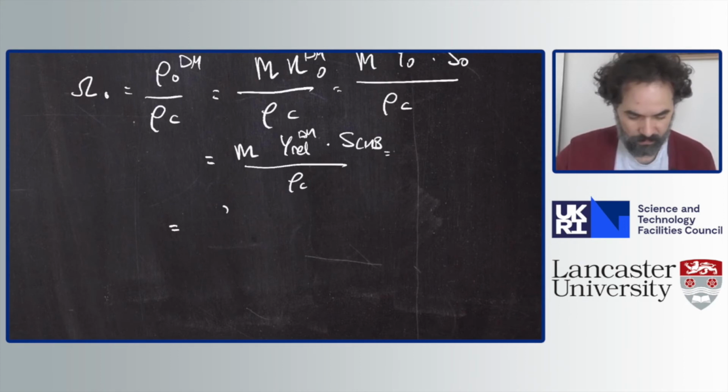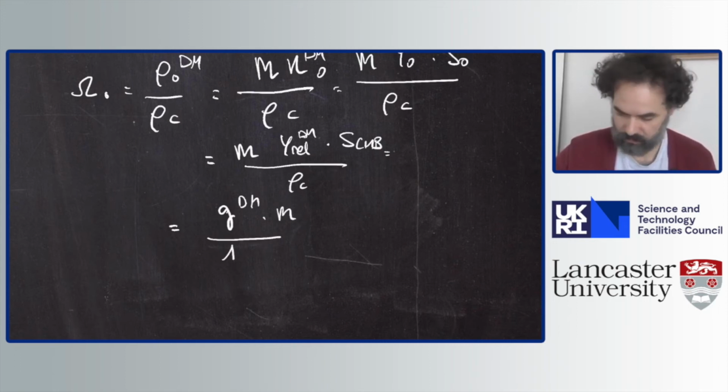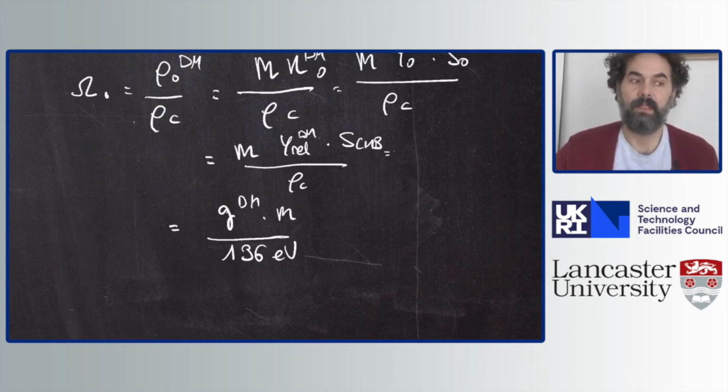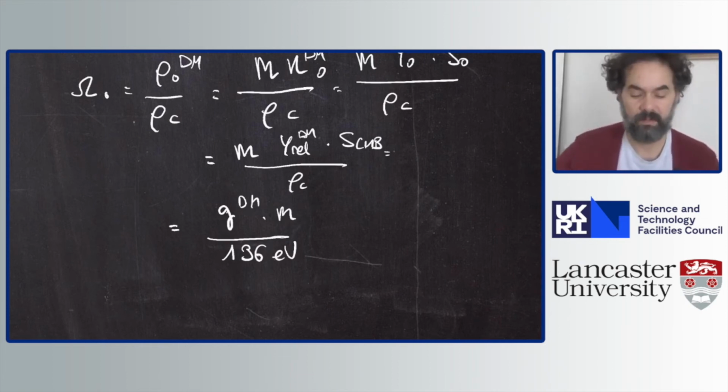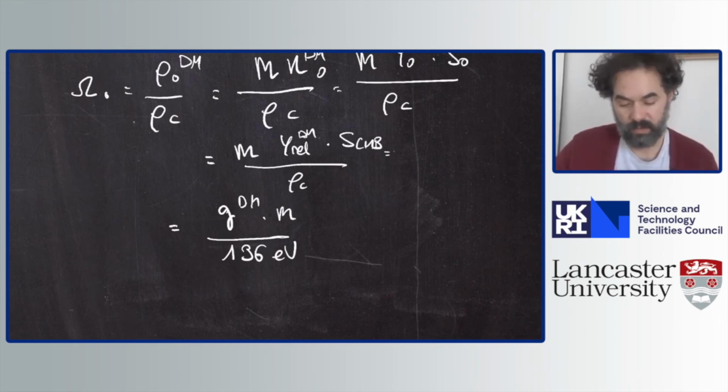This is given by the degrees of freedom in the dark matter, multiplied by the mass. Ta-da. And this is universal. That's kind of amazing that it doesn't depend on cross sections. It just depends on the fact that this particle decoupled when it was non-relativistic.